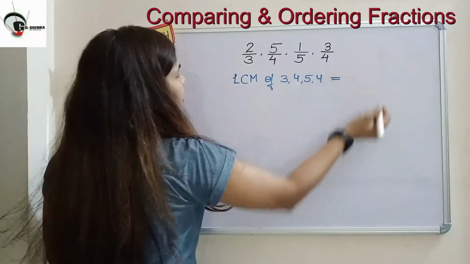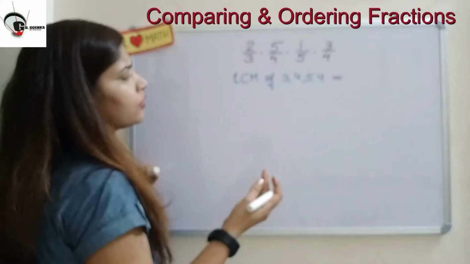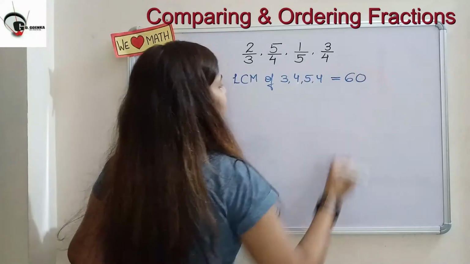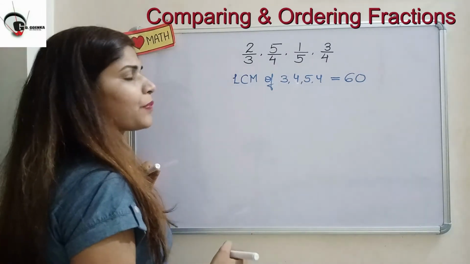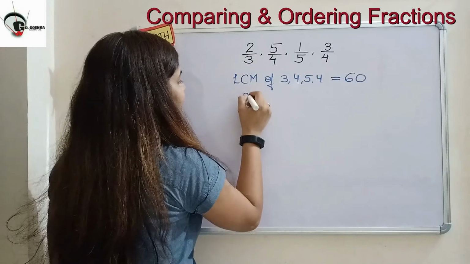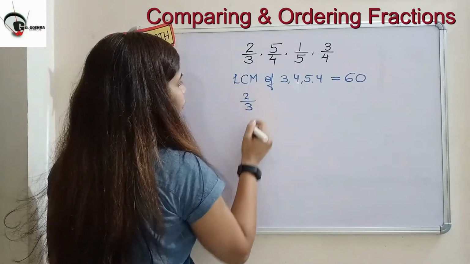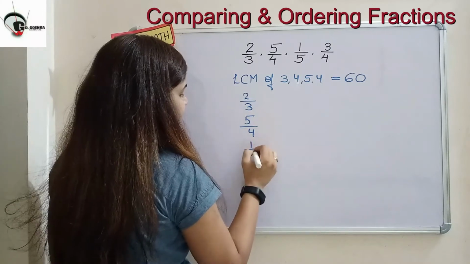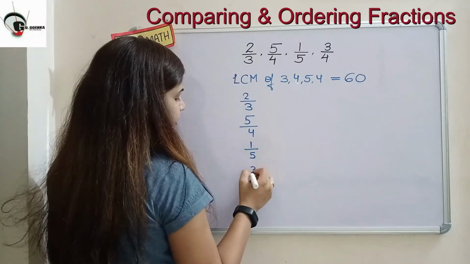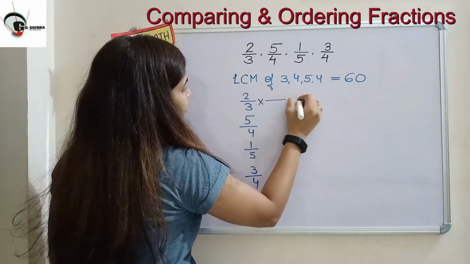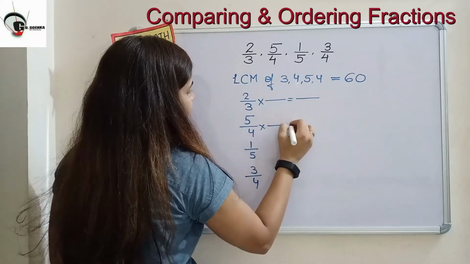The LCM of all these numbers is 60. Now we are going to write down all 4 fractions one by one like this. And then we are going to make a format something like this.